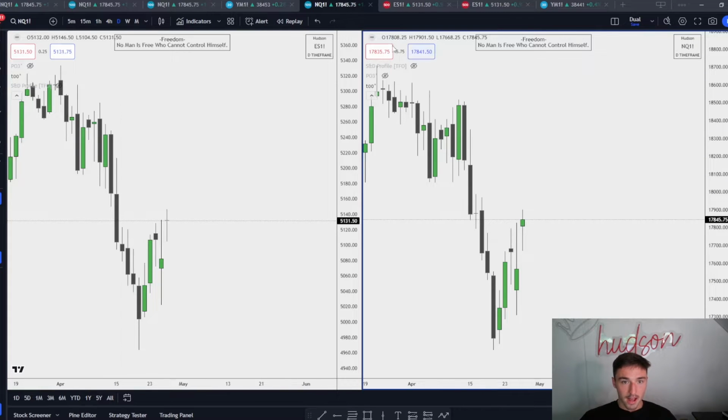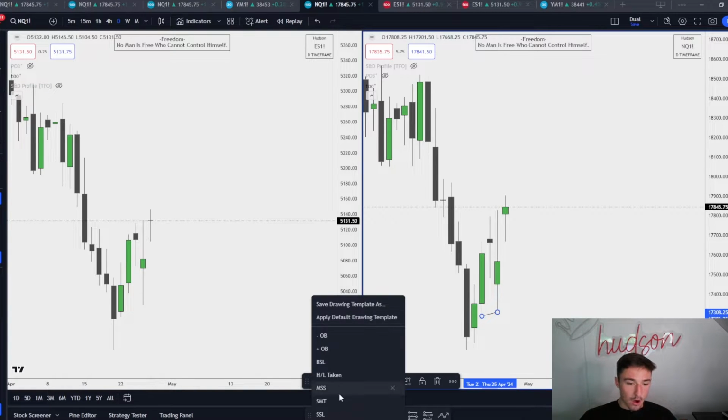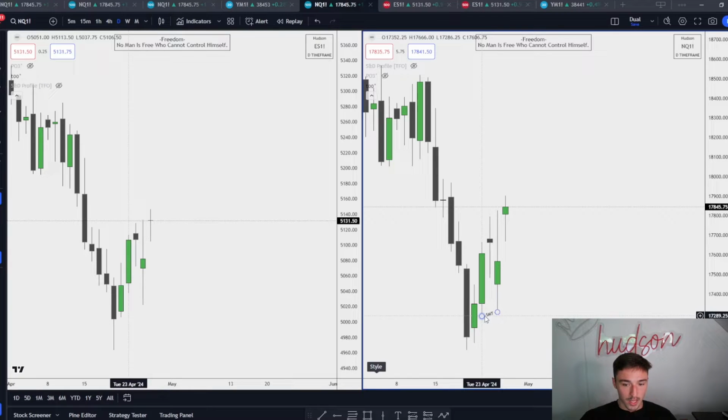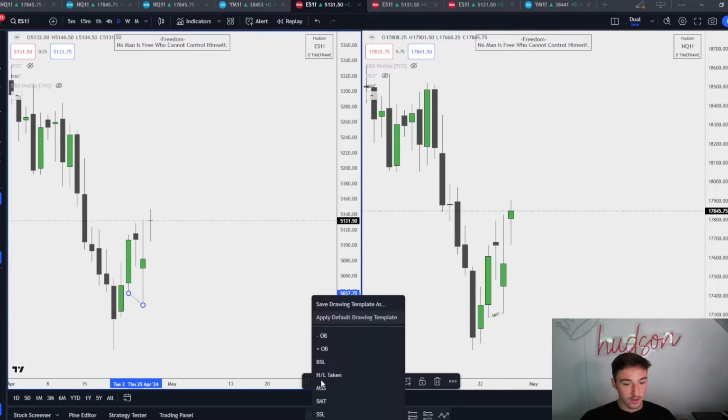So right here we have the daily time frame of ES and NQ. Now if we take a look at this past week, we can see that NQ made almost equal lows with Tuesday's low, right? Right here on Thursday we come down, take out Wednesday's low, but do not take out Tuesday's low.